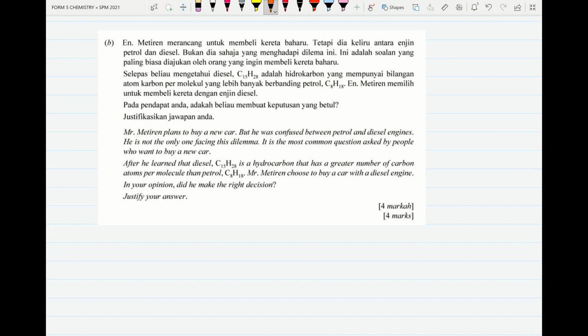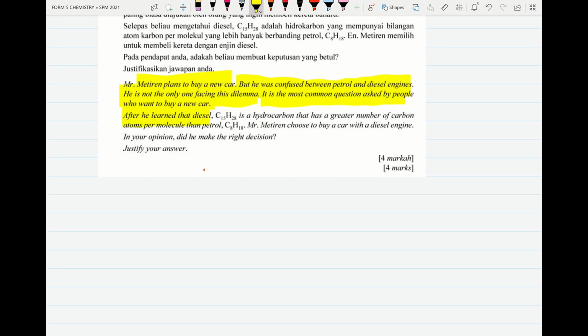Please check this question. We read the question. Mr. Mathiran planned to buy a new car, but was confused between petrol and diesel engine. He is not the only one facing the dilemma; it is a common question asked by people who want to buy a car. After he learned that diesel, with the formula C15H28, is a hydrocarbon that has a greater number of carbon atoms per molecule than petrol, C8H18, Mr. Mathiran chose to buy a car with a diesel engine. It saves money and fuel.